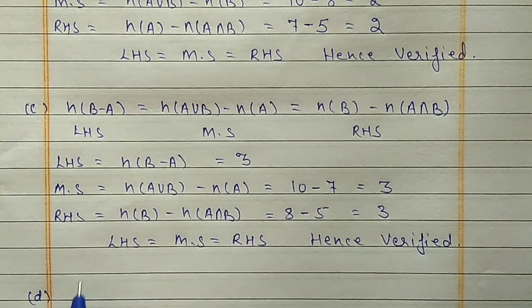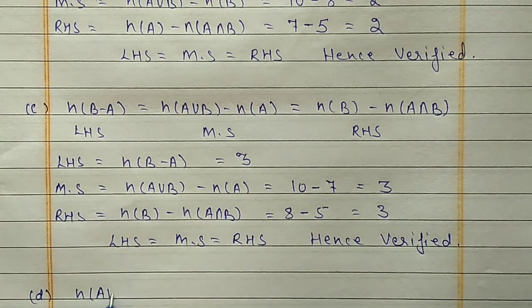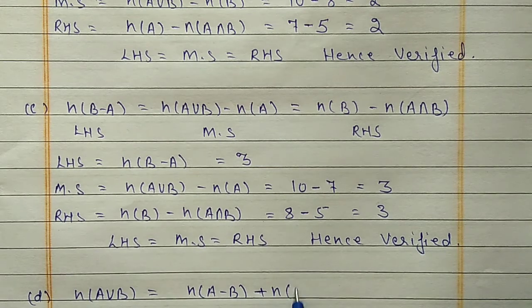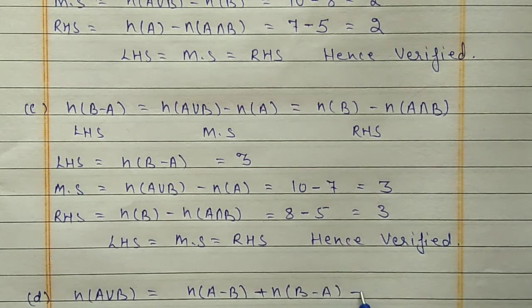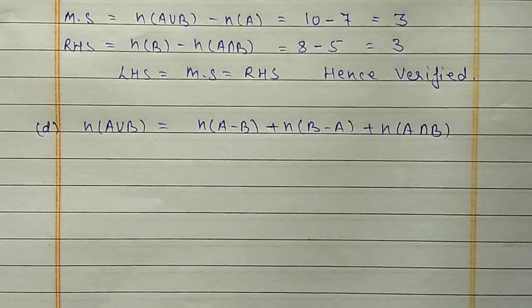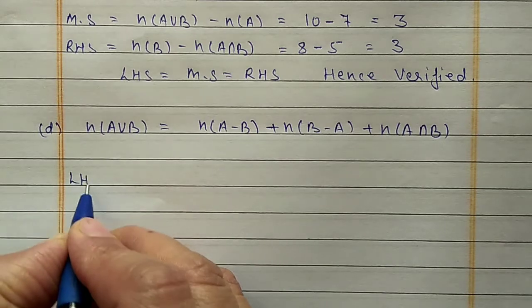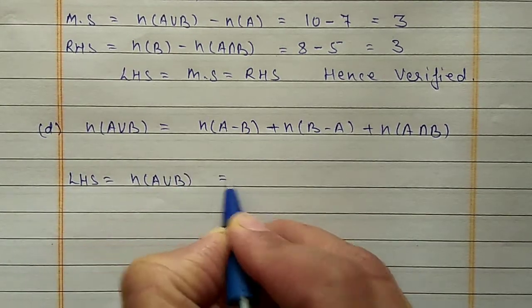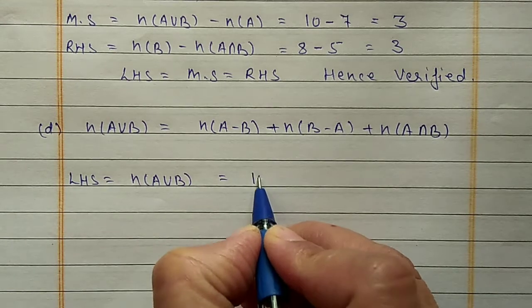D part we have to verify: n(A union B) is equal to n(A difference B) plus n(B difference A) plus n(A intersection B). So here we have only two sides. So first on the left side we will find out n(A union B). A union B was 10.